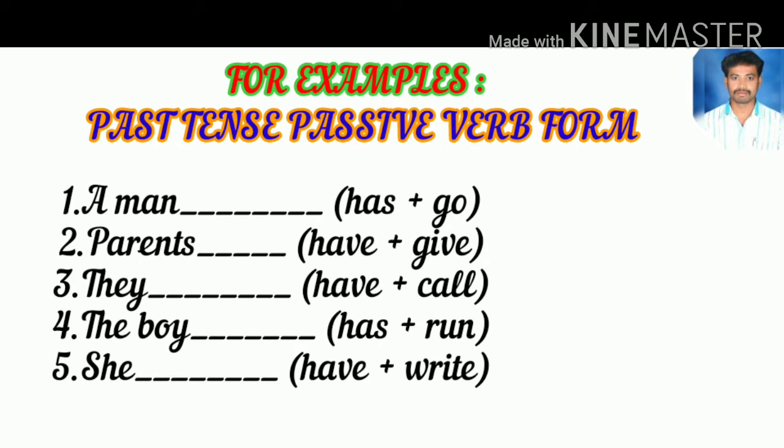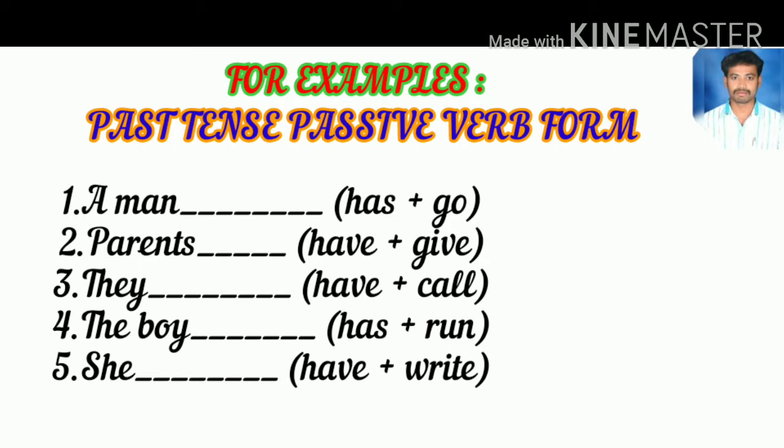Okay, and then the third one in the past tense, they dash have plus call. Look at that. So here also have changes into had, and then we're going to add been, and then call changes into called. Totally had been called. Look at that, after the had and before the V3 verb we have to use been. Okay, so that is the passive form, it means the rule.